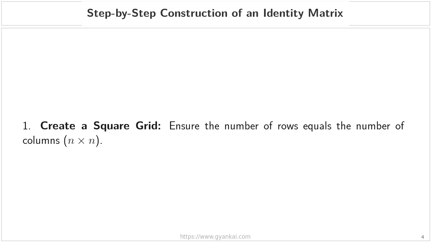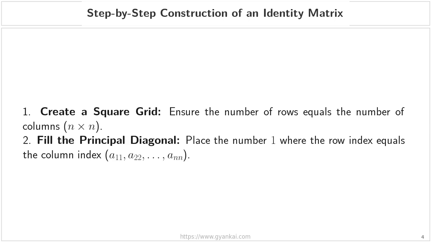Step-by-step construction of an identity matrix. First, you must create a square grid. This means you need to ensure that the number of rows is exactly equal to the number of columns, resulting in what we call an n by n matrix. Second, we fill the principal diagonal. You will place the number 1 in every position where the row index is equal to the column index. To put it simply, this means placing 1s in the positions for row 1 column 1, row 2 column 2, and continuing this pattern all the way down to row n column n.